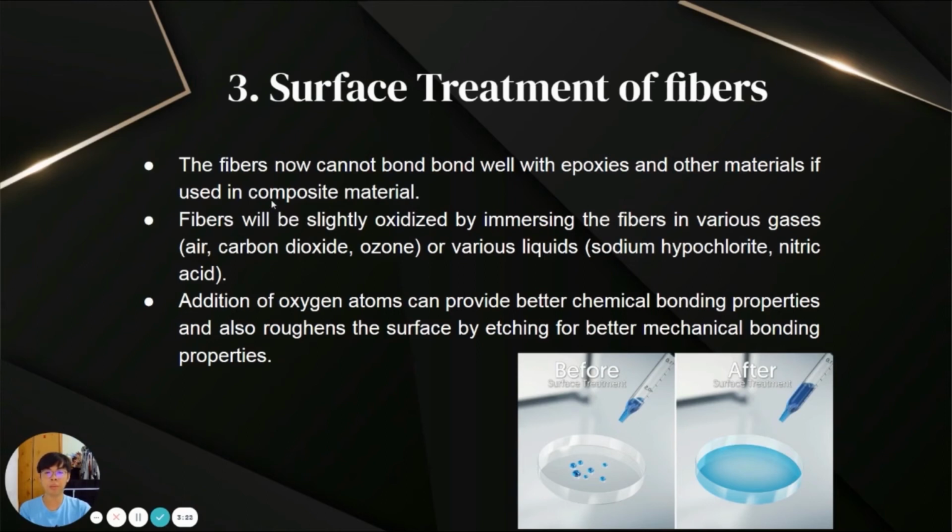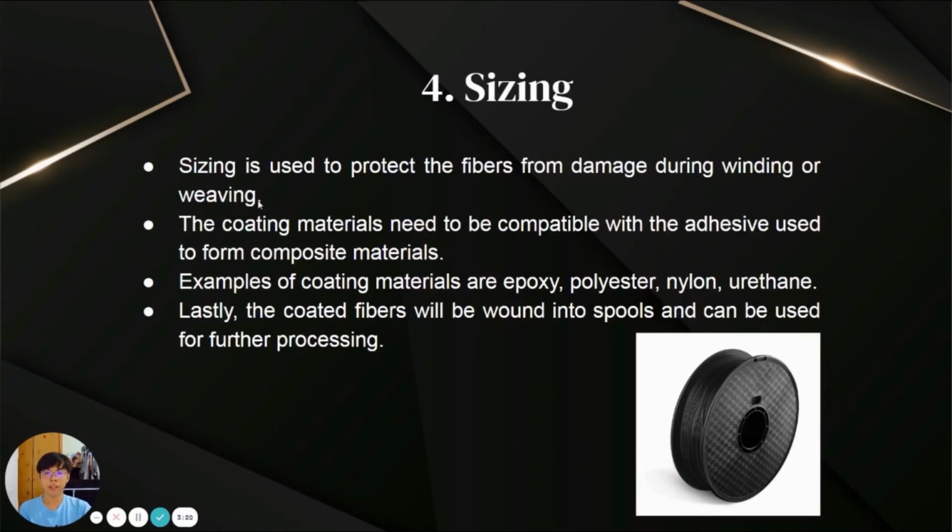mechanical bonding properties. After the surface treatment, the fibers will undergo sizing to protect them from damage during winding or weaving. The coating materials need to be compatible with the adhesive used to form composite materials. Examples of coating materials are epoxy, polyester, nylon, and urethane. Lastly, the coated fiber will be wound into spools and can be used for further processing.